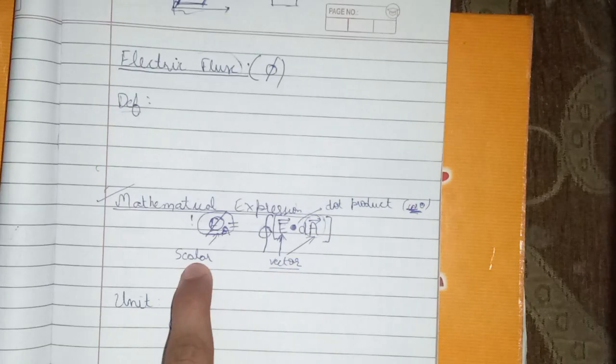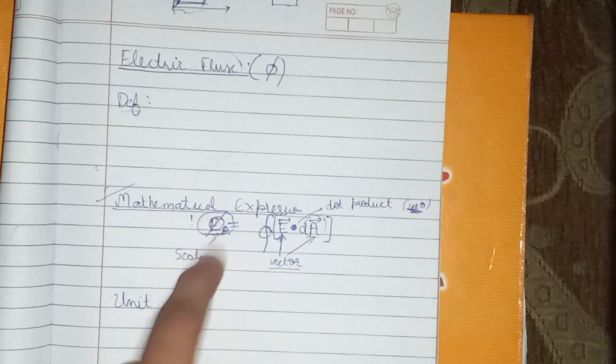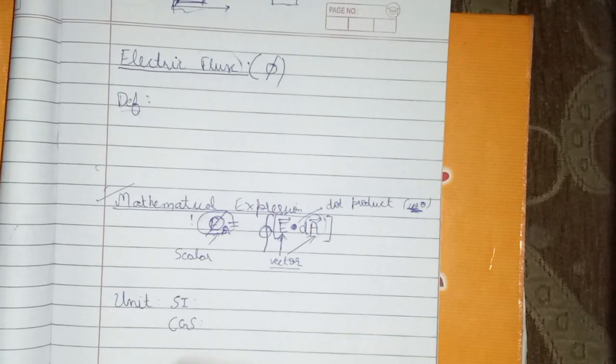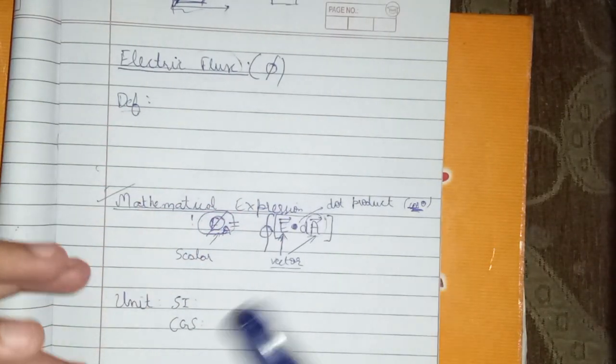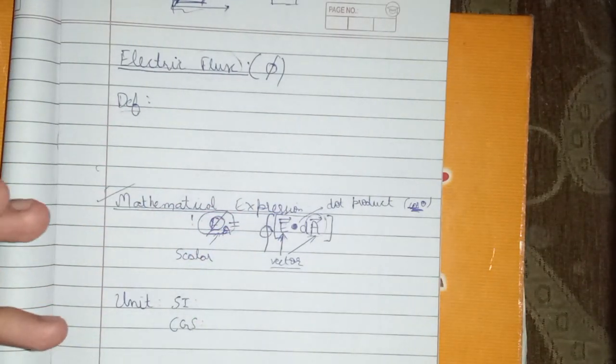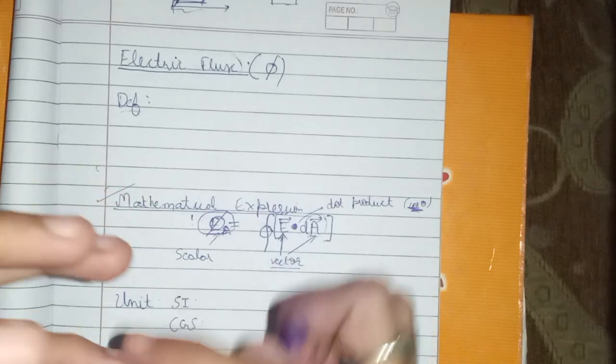Now for the dot product, I told you it's just to get this vector into a scalar, because we wanted flux to be scalar. Furthermore, the dot product will give you cos theta. Now just listen, it's very important to be learned properly.